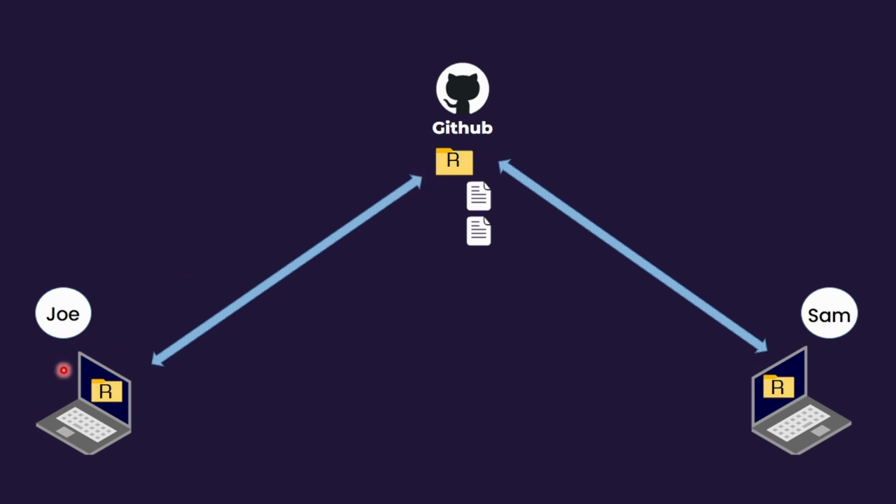I can pull changes from GitHub, do modifications on my computer system, and push back those changes to GitHub. My collaborator pulls all the changes I made, does modifications, and pushes it back to GitHub. And you see that all of us are collaborating on the same project thanks to GitHub.